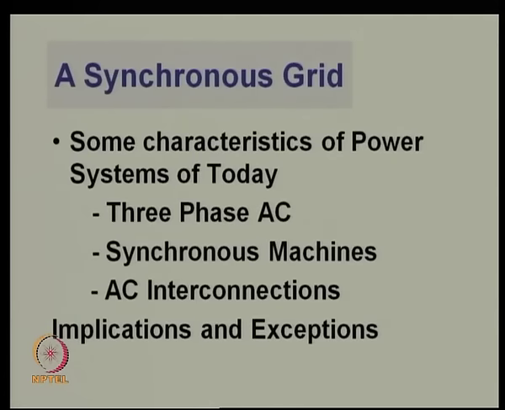So, some of the characteristics of synchronous grids today are: they are three phase AC, they are essentially synchronous systems, I shall elaborate on this point, and they are usually connected by AC lines, except for special situations like very long distance transmission or asynchronous connections, where DC links are used. So, you will find that mainly the AC power system of today consists of synchronous machines interconnected by AC lines.